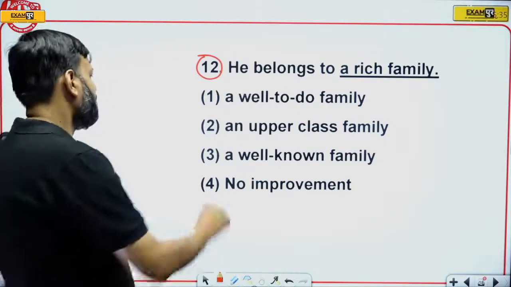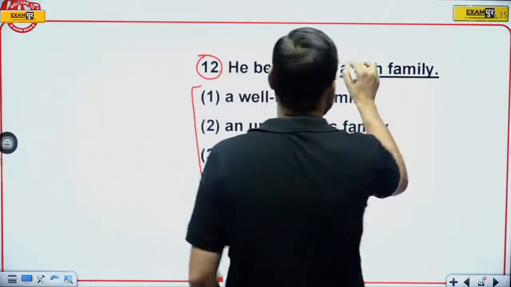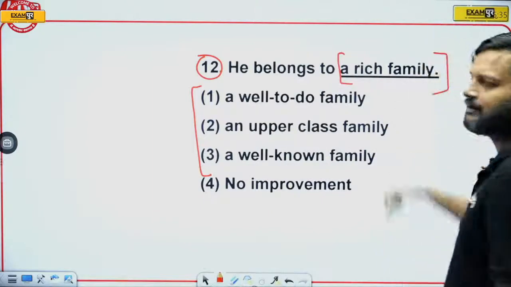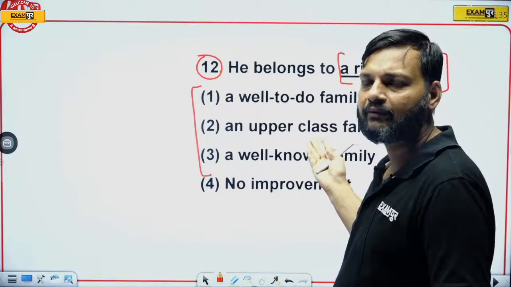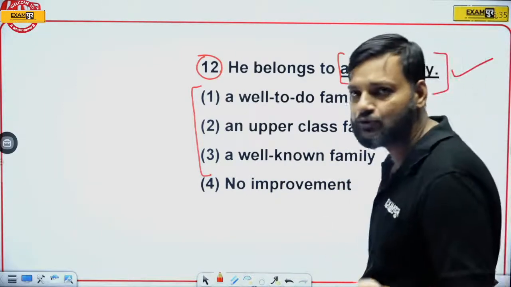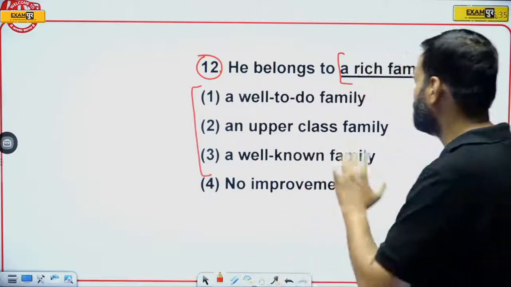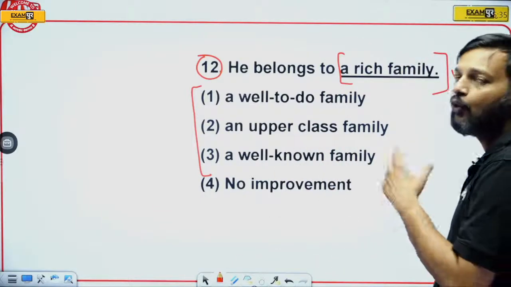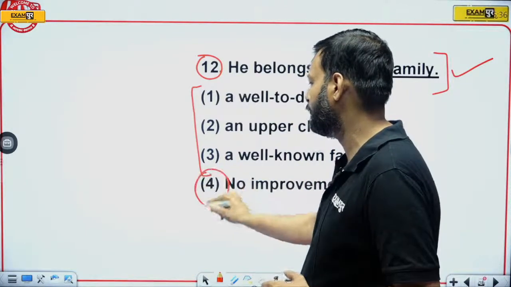See, here all three options, including the sentence, all are right. Any phrase can be used there. He belongs to a rich family, right. He belongs to a well-to-do family, right? He belongs to an upper class family, right? He belongs to a well-known family, right? So all are correct, and since all are correct, there is no need of improvement.